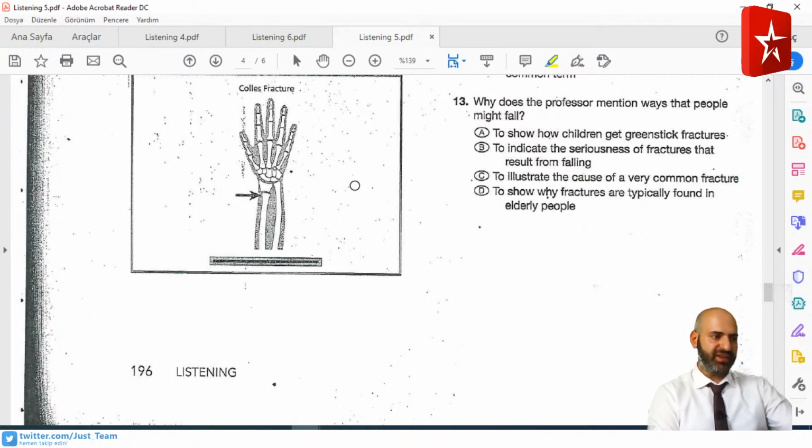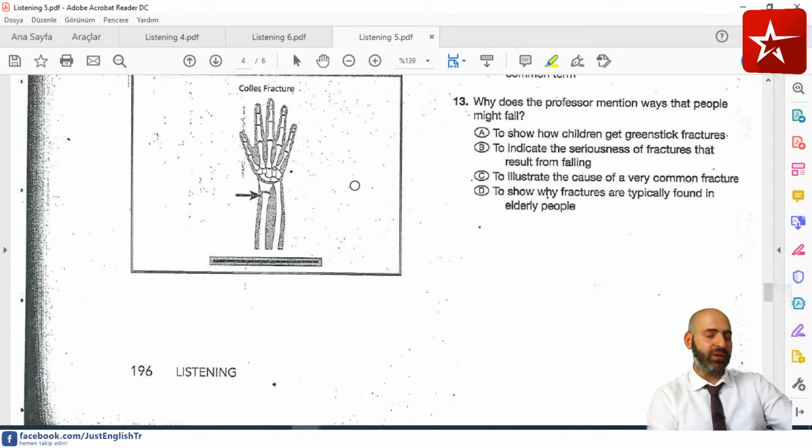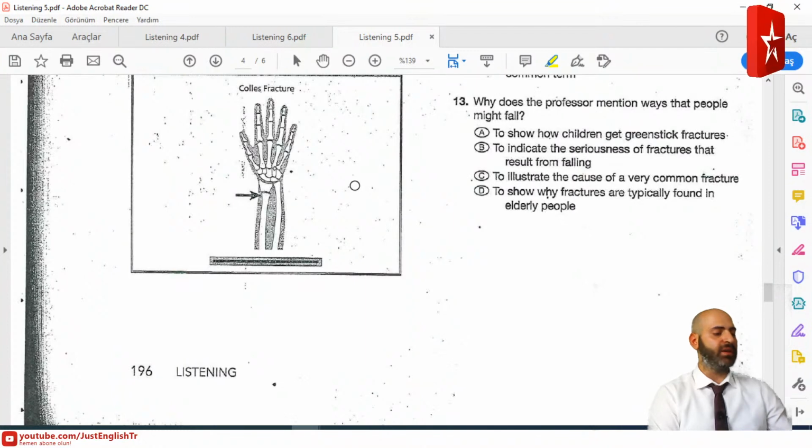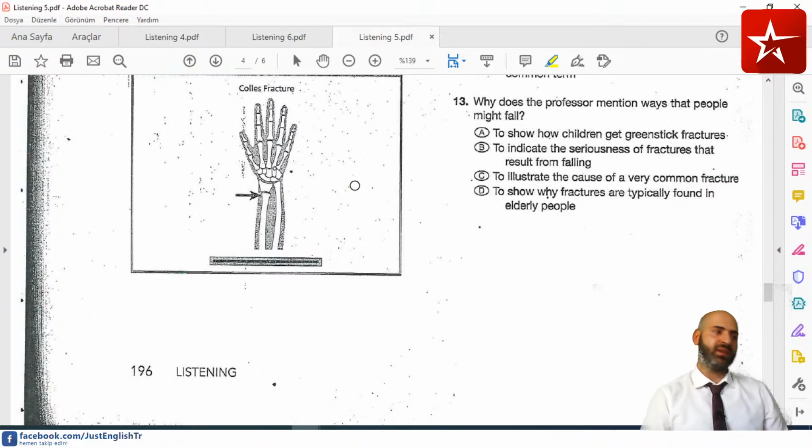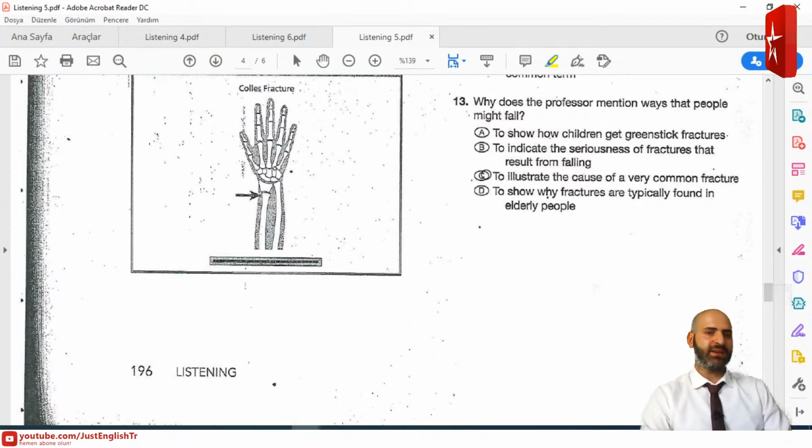Let's talk about B. Is it correct or incorrect? B is actually incorrect because the professor does not say that falls relate to the seriousness of fractures. Okay? It doesn't matter how you fall to understand the seriousness of the fracture. You can fall in the same way, but one time maybe it will be serious, and another time, the same way of falling, it can be simple. So the correct answer here is definitely C.